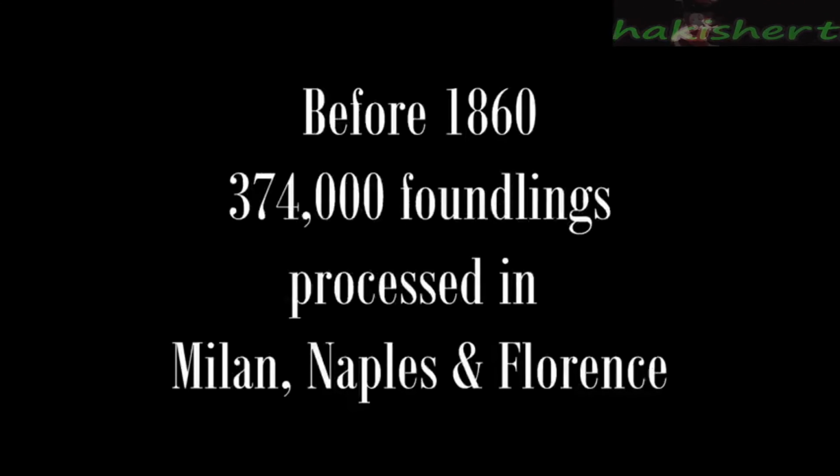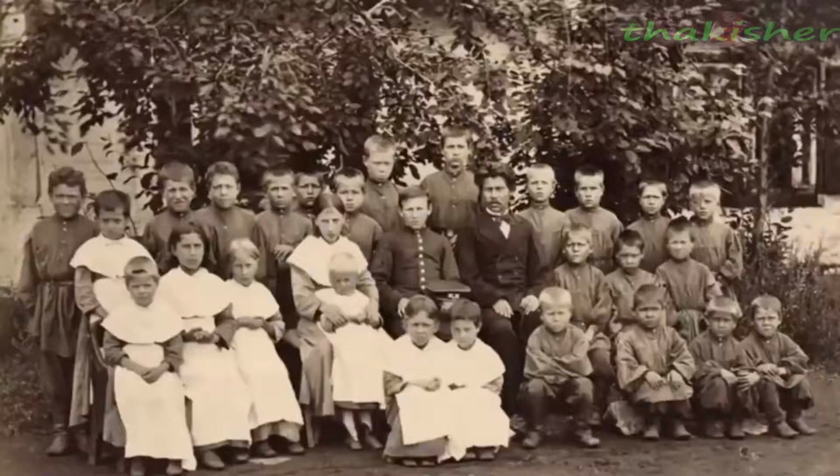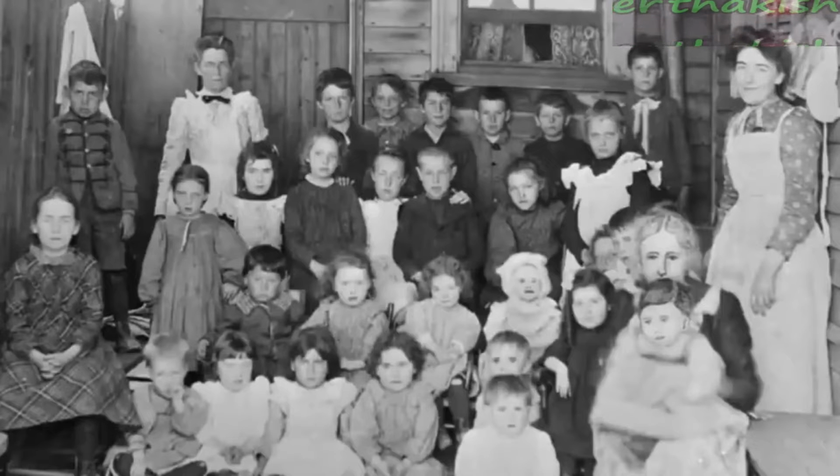Before 1860, 374,000 recorded infants were processed by the asylums in Milan, Naples, and Florence alone. Historian David L. Ransell states that Moscow was receiving between 16 and 18,000 infants annually by the 1880s, and sending over 10,000 of these each year to outlying villages for care.